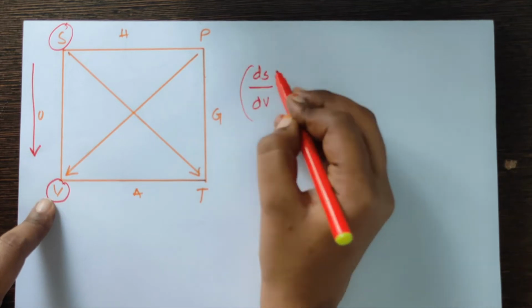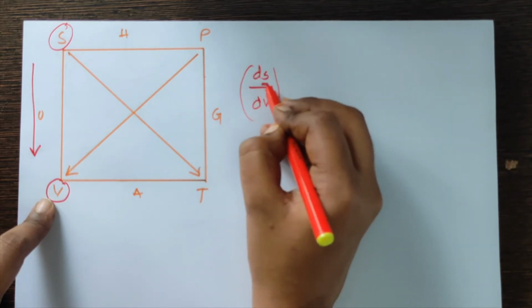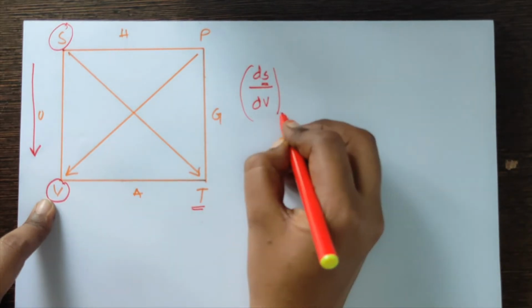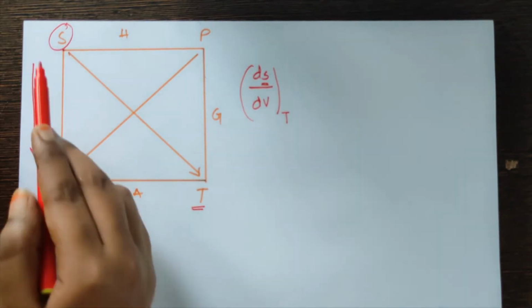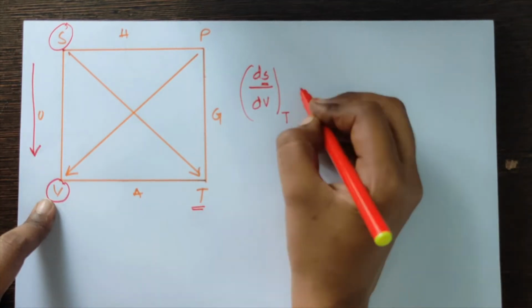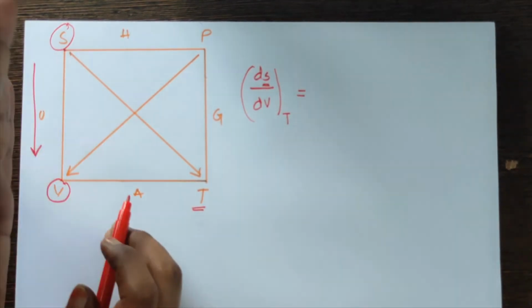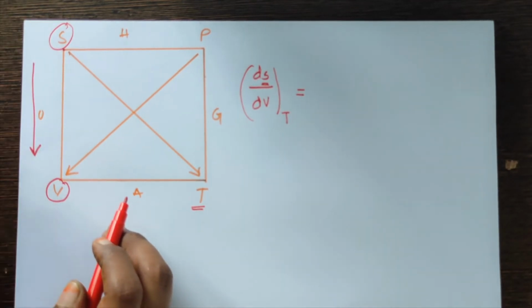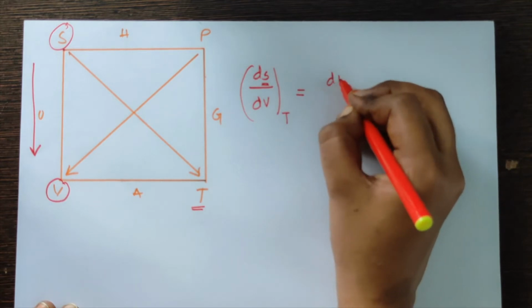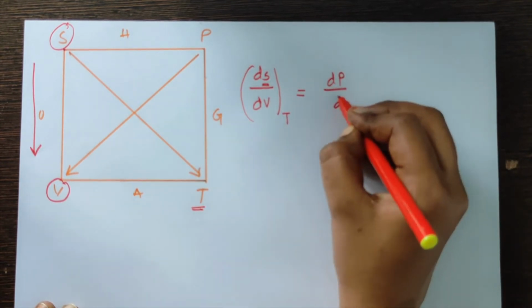So you should consider the first term. The opposite to this is temperature, here it will be T. As the arrow is moving away from the S, we will be taking it as positive only, which will be equal to, as this side we have taken in a downward arrow manner, the same we will be taking this side. So dP by dT.